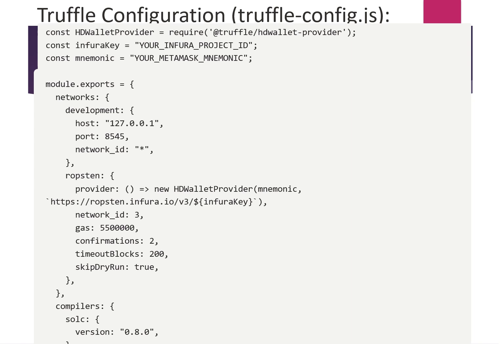This JavaScript basically imports the HD wallet provider to sign transactions. Then you have to replace the placeholder with your actual Infura project ID and your MetaMask mnemonic with your actual wallet's MetaMask mnemonic. Then we define the network configurations, and with development we configure the local development network. Then with ropsten we configure the ropsten testnet, and then we set up the provider for ropsten, and then compilers contains the specific Solidity compiler version.